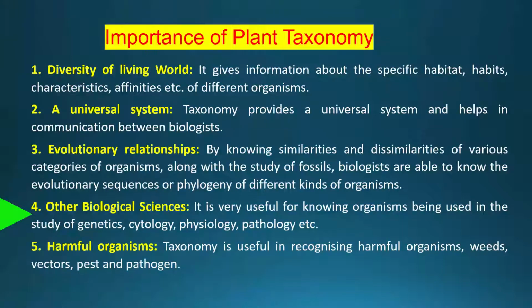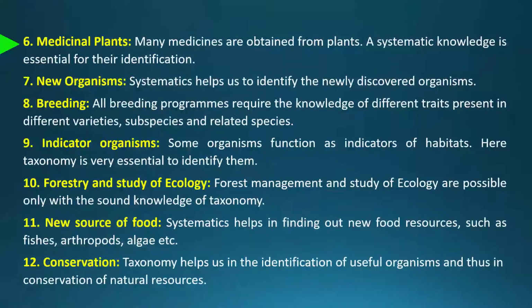Next one is other biological sciences. It is very useful for knowing organisms being used in the study of genetics, cytology, physiology, pathology, etc. Harmful organisms: taxonomy is also useful in recognizing harmful organisms, weeds, vectors, pests and pathogens. Next one is medicinal plants. Many medicines are obtained from plants. Systematic knowledge is essential for their identification. Next one is new organisms. Systematics helps us to identify newly discovered organisms. All breeding programs require the knowledge of different traits present in different varieties, subspecies, and related species.